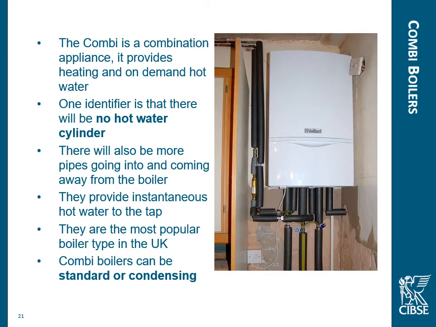So combi is a combination appliance, providing heating and on-demand hot water. One of the good things about this is there's no need for a hot water cylinder and there's no need for a tank in the loft because it gets its pressure from the water mains. There tends to be a lot more pipes than a standard boiler, so it's quite easily recognisable by the amount of pipe work.